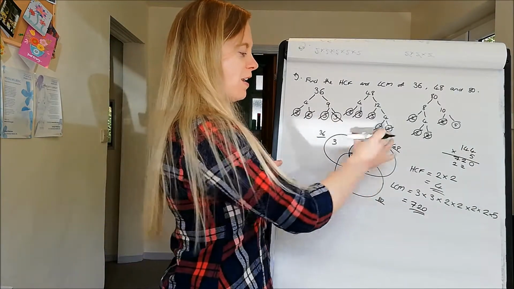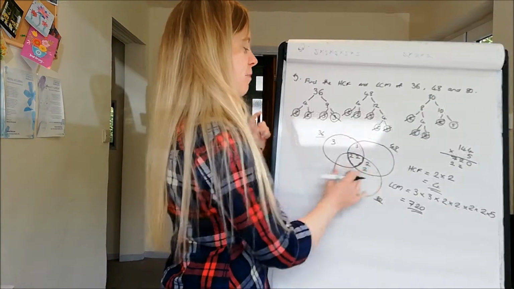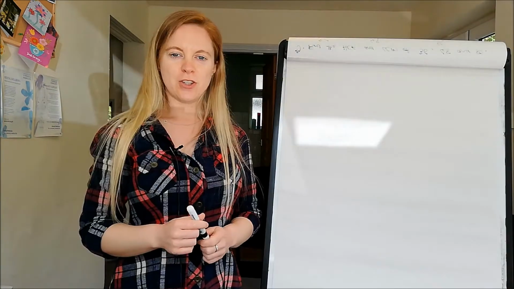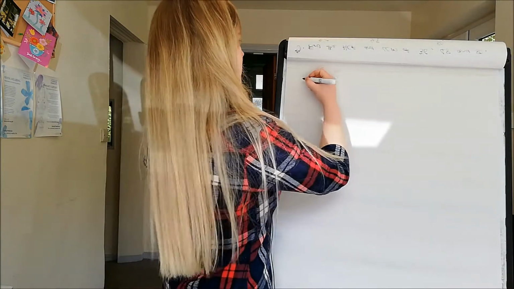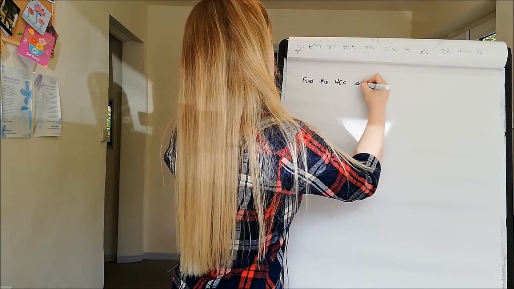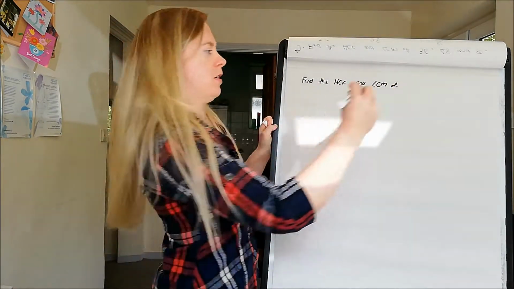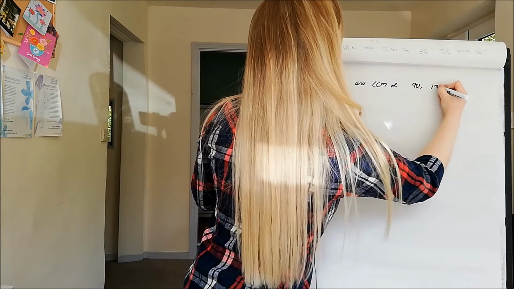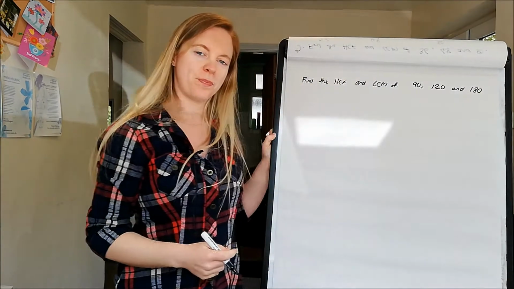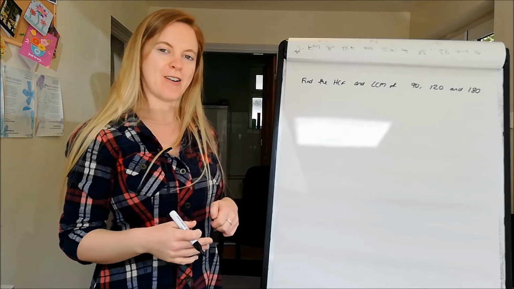So once you've got your Venn, it does work the same. It's just that the drawing of the Venn is harder because you have 3 different bits to keep track of and quite a lot of separate areas that you could put things in. So if you have a go at finding the HCF and LCM of 90, 120 and 180. Have a go at that, hit pause when you've tried it, hit play, and I'll go through it.